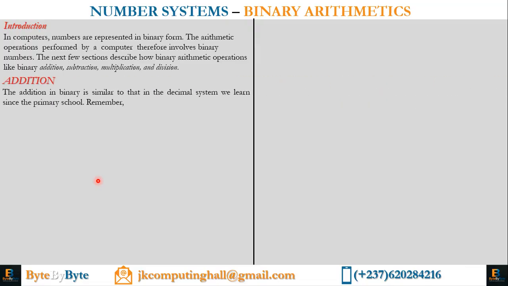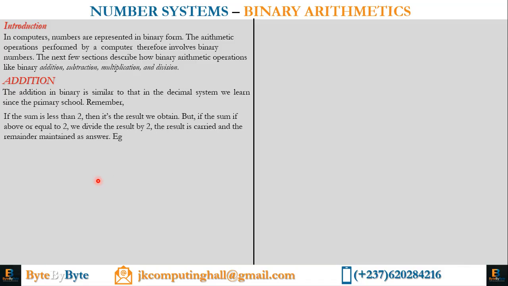The addition in binary is similar to that in the decimal system we learned since primary school. Remember, if the sum is less than 2, then it's the result we obtain. But if the sum is greater than or equal to 2, we divide the result by 2, the quotient is carried and the remainder maintained as the answer.